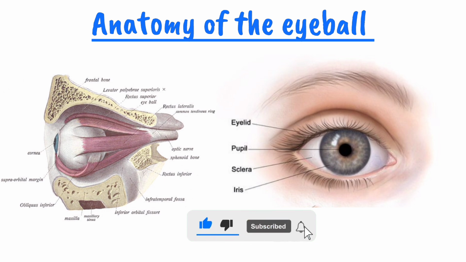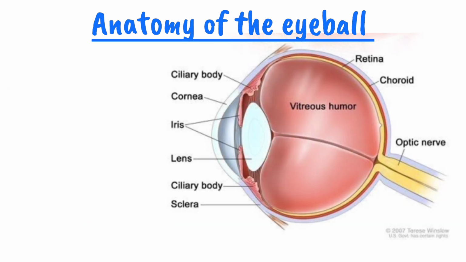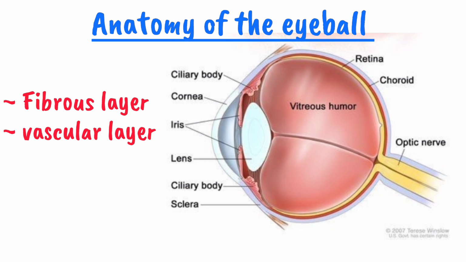So the eyeball can be divided into three primary layers, each with distinct structures and functions. Number 1, the fibrous layer, 2, the vascular layer, and 3, the inner layer. So let's explore these layers, starting with the outermost one, which is the fibrous layer.